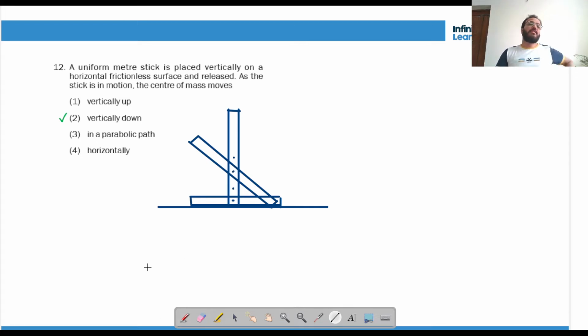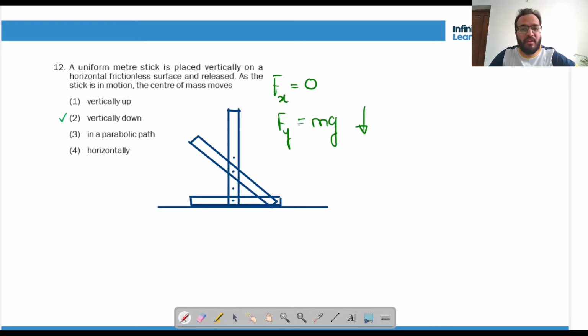Why? Because the center of mass is not acted upon by any force. So here there is no horizontal force on the center of mass. Can you see that? Fx is 0. Only one force is acting, that is mg, that too is downward. So since only one force is acting on the center of mass, there are no other forces in the horizontal direction. So there is no possibility that center of mass will move in the horizontal direction. It will definitely move only in the vertically downward direction.